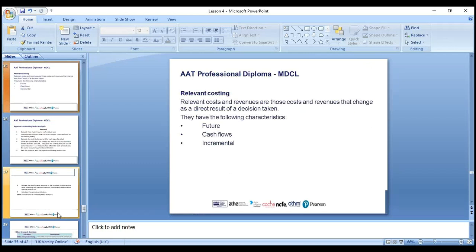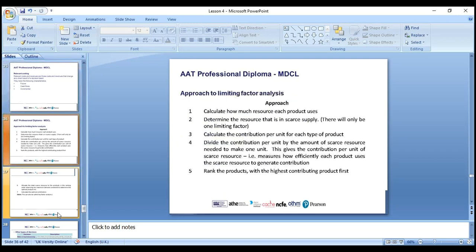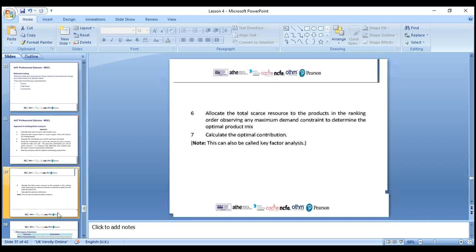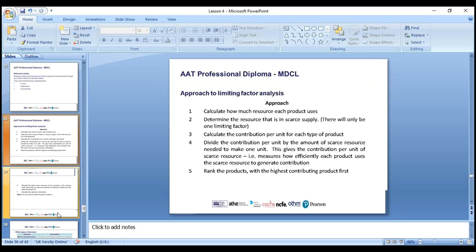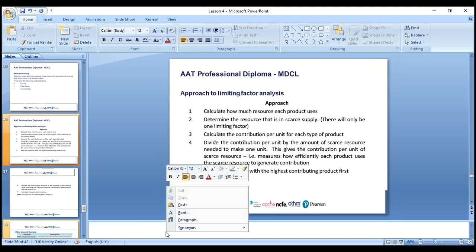One lesson I already discussed with you, I think, is relevant cost. Any new decision, any new project or product we launch, we look at how much new or additional cost there will be. That's called relevant cost. We also use the limiting factor approach. What is meant by limiting factor? It means looking at the total scarce resources, calculating how much resources we have.